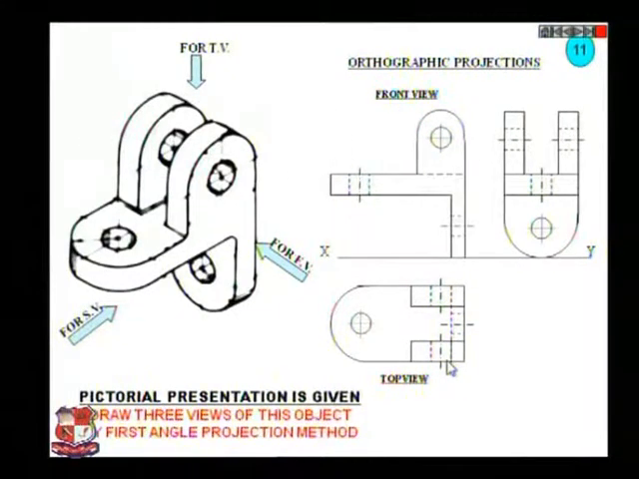And about its side view, this is the left hand side view, in which these two circular holes will not be visible, hence these two holes are represented by the center lines and dotted line. And this hole will be visible, so it is represented by the circle, and this hole will again not be visible, so it is represented by the center line and these dotted lines. I hope the solution of this problem is clear to you.